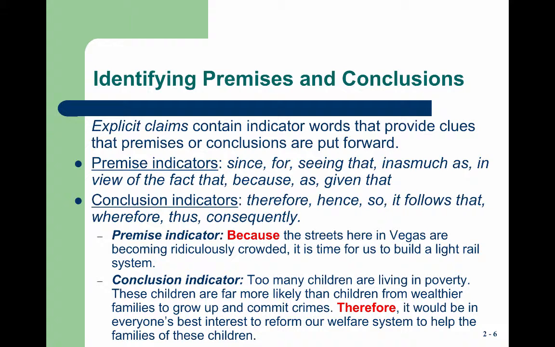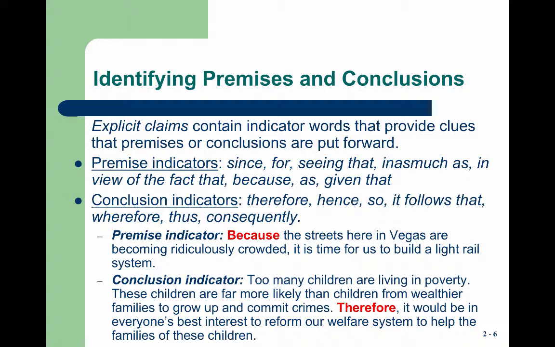There are some words that are specifically premise indicators. Words like since, seeing that, inasmuch as, in view of the fact, because, given that. These are typical premise indicators. There are also some words that hint at the conclusion. These indicator words are things like therefore, hence, so, it follows that, wherefore, thus, and consequently. Let's look at some examples of indicator words. The first example has a premise indicator word in it, because. So that part of the argument in that sentence is the premise.